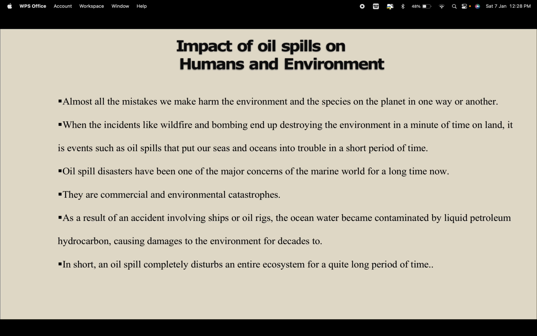Impact of oil spills on humans and the environment. Almost all the mistakes we make harm the environment and the species on the planet in one way or another. While incidents like wildfire and bombing end up destroying the environment in a minute of time on land, it is events such as oil spills that put our seas and oceans into trouble in a short period of time. Oil spill disasters have been one of the major concerns of the marine world for a long time now. They are commercial and environmental catastrophes. As a result of accidents involving ships or oil rigs, the water becomes contaminated by liquid petroleum hydrocarbon, causing damage to the environment for decades. So, in short, an oil spill completely disturbs an entire ecosystem for quite a long period of time.